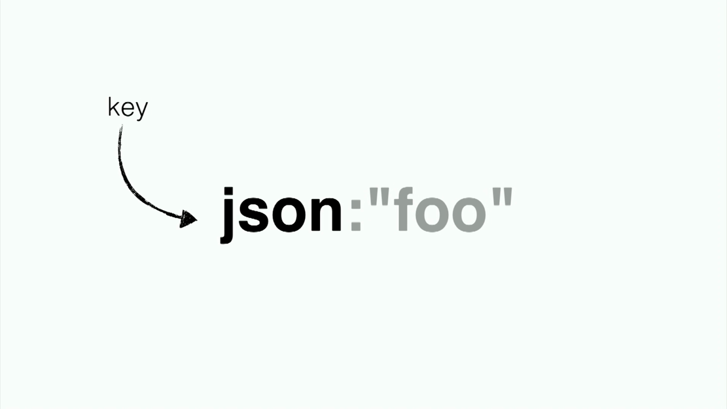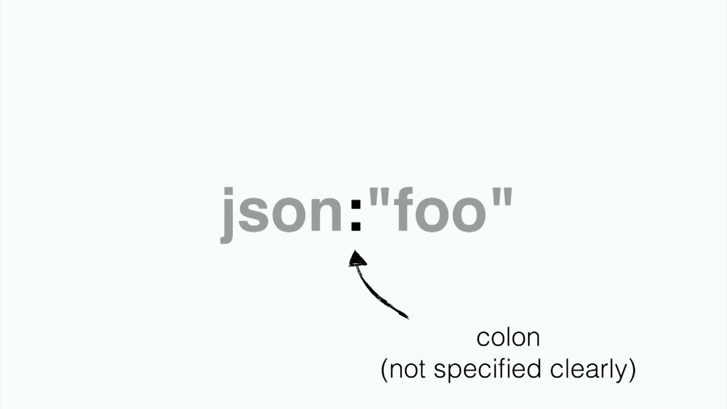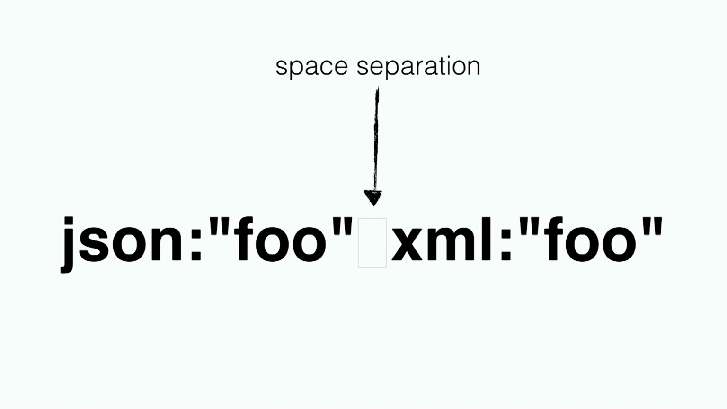Let's start with this simple, basic struct tag. The first thing is the key. The key is an unquoted string literal. Then comes the value, which is quoted. Between the key and the value there is a separator, and it's the colon. This is not very clearly specified if you read it. And you can have multiple key pairs; if you want multiple key pairs, you have to use a space between them.